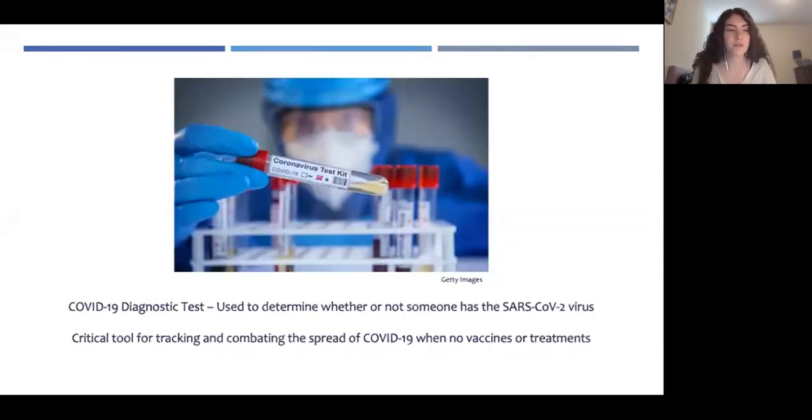In my research, I focus specifically on COVID-19 diagnostic tests. These are tests that are used to determine whether or not someone has the SARS-CoV-2 virus, which is the virus that causes COVID-19, in their body. Diagnostic testing was a critical tool for tracking and combating the spread of COVID-19, especially when there were no vaccines or treatments. Diagnostic testing allowed health authorities to determine who is infected and potentially exposed, and then subsequently isolate and quarantine those individuals to prevent further transmission.